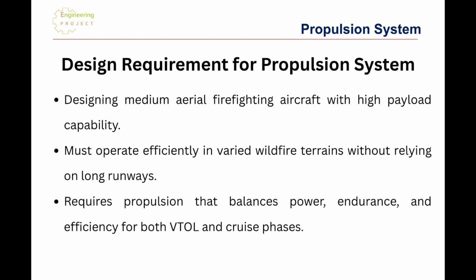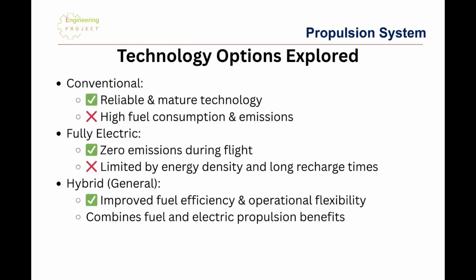So in order to meet these propulsion requirements, we need to balance power, endurance, and efficiency. To achieve these desired requirements, we have to do some technology options exploration. As you can see, we have three types of propulsion system, which are conventional, fully electric, and hybrid.